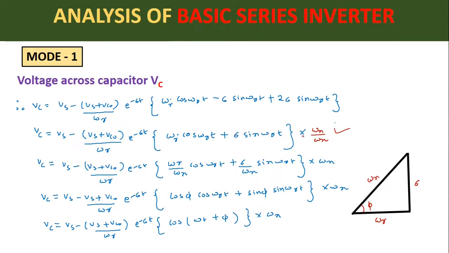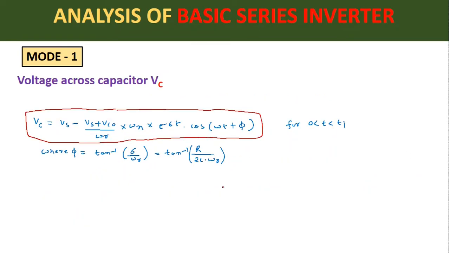So now what we will do, we will multiply and divide this equation by omega n, and we will take this 1 upon omega n into the bracket, and we will keep this omega n outside the bracket. We will get this type of equation. Again we will take this triangle. So here you can see omega r upon omega n will be equal to cos phi. Sigma upon omega n will be equal to sin phi. So again we are getting the formula of cos of omega r t plus phi here. So we will apply the formula, we will get this type of equation.